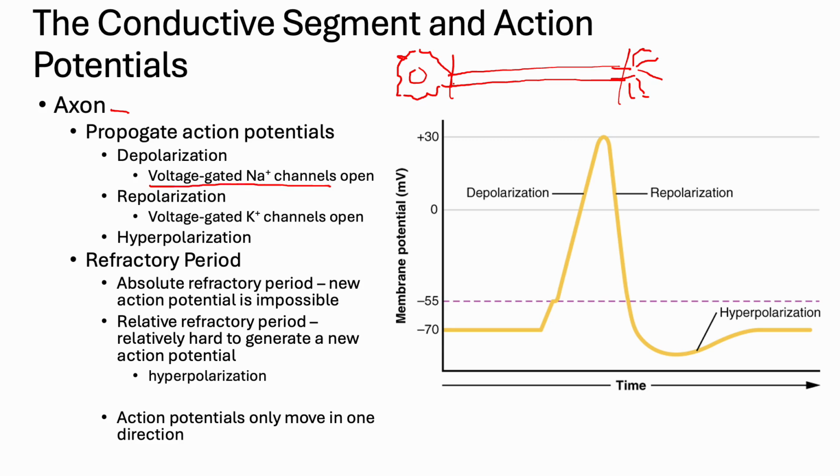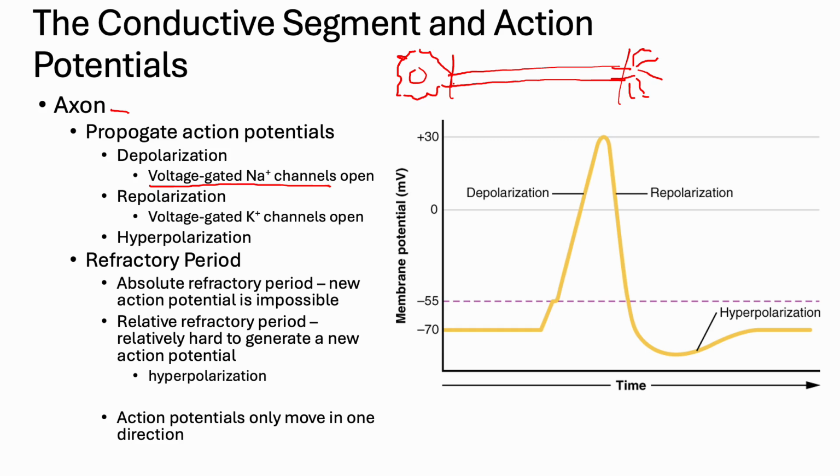So remember, when we were talking about the receptive segment, the cell body and the dendrites, those were chemically gated ion channels, right? Those were open because of the binding of neurotransmitters. And in the axon, we have voltage-gated channels that are opening, and these are opening because of the threshold of negative 55 millivolts that was met in the initial segment.